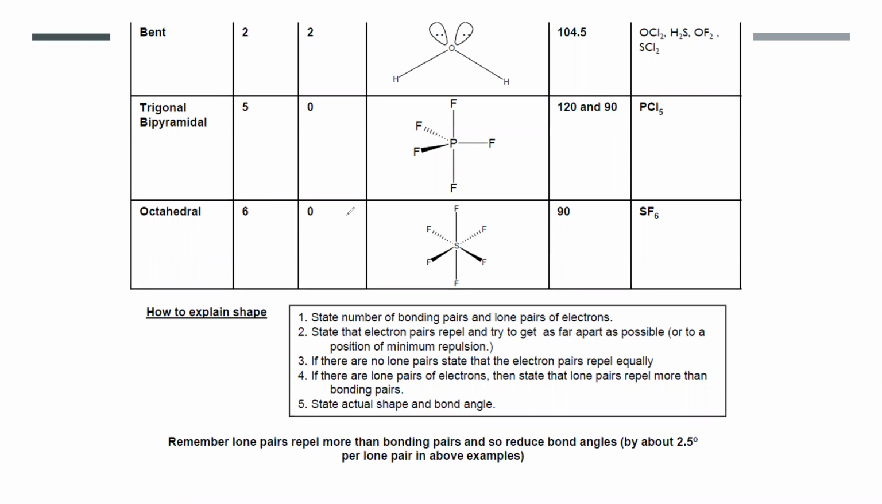Then if 5 bond pairs are there and there is no lone pair, it is known as trigonal bipyramidal with bond angles of 120 and 90 degrees. You can see this bond angle is 120 and the other angle is 90. And the example is PCl5, phosphorus pentachloride.